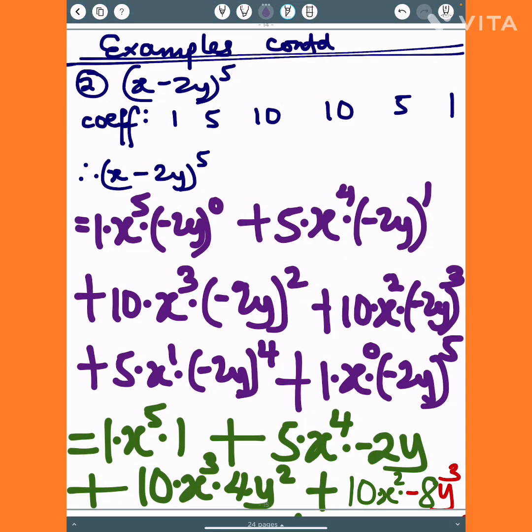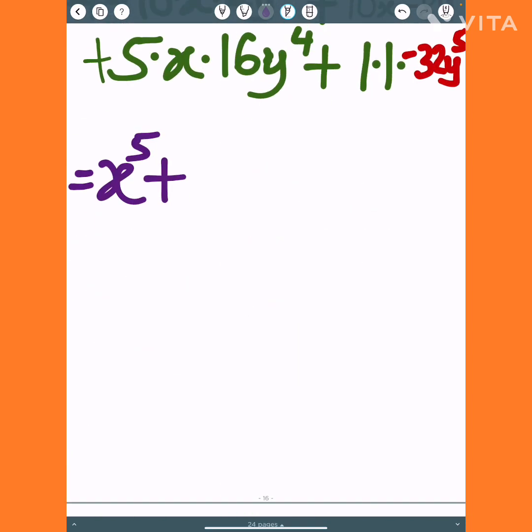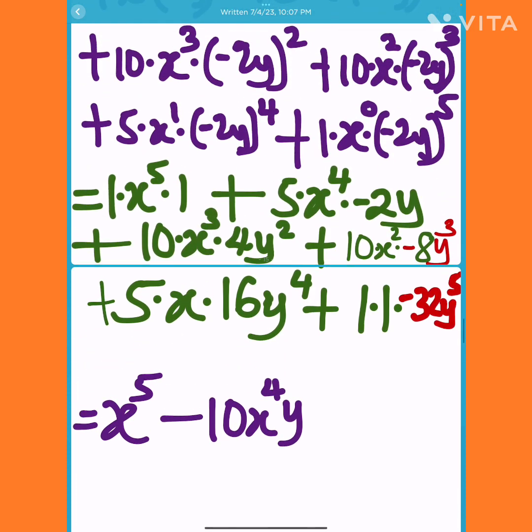So here, I need to be careful. This is plus 5. I'll multiply all the constants. Plus 5 times minus 2 will give me minus 10. Then x raised to power 4, y will be written together with it. So I'm going to clean this. My term should be minus 10 x raised to power 4, y. So that's the simplification of the second term.